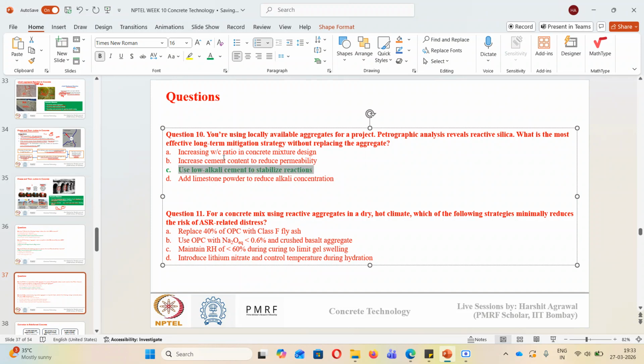Okay, so when we use pozzolans like silica fume or we use low alkali cements, then we reduce the risk of alkali silica reaction, which will stabilize the concrete against the formation of expansive gel.